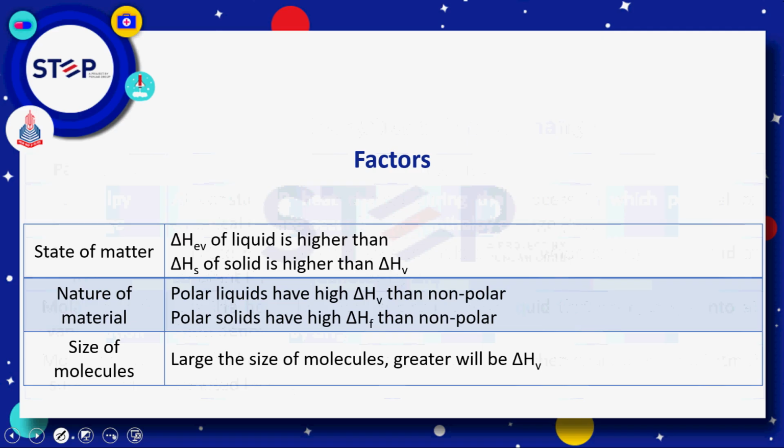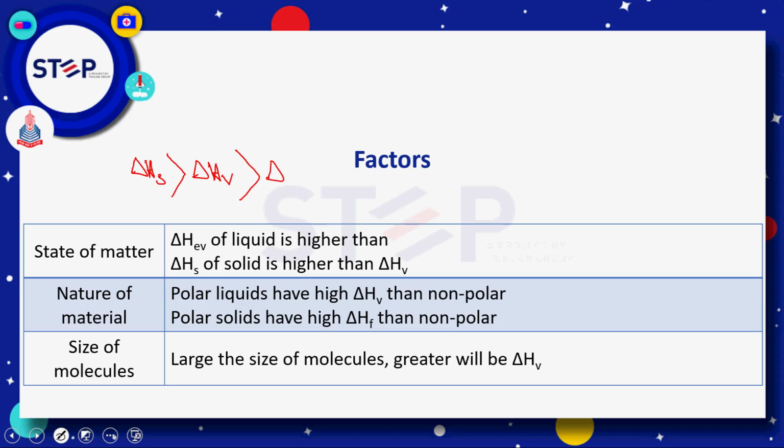Actually, the order is that delta HS has greater enthalpy than delta HV and delta HF. Enthalpy of sublimation has greater enthalpy because it is a large change, that's why large heat is absorbed. Enthalpy of evaporation has less value than enthalpy of sublimation because it is a smaller change as compared to sublimation, that is why low heat is required as compared to sublimation.